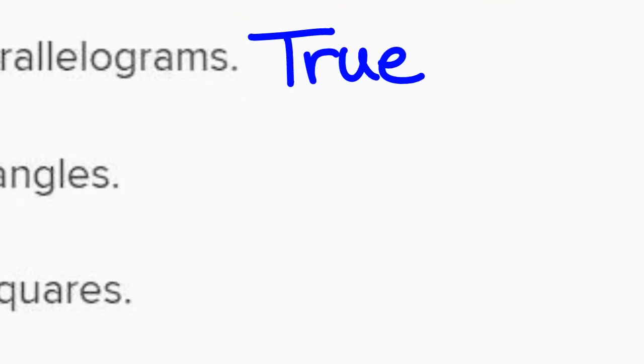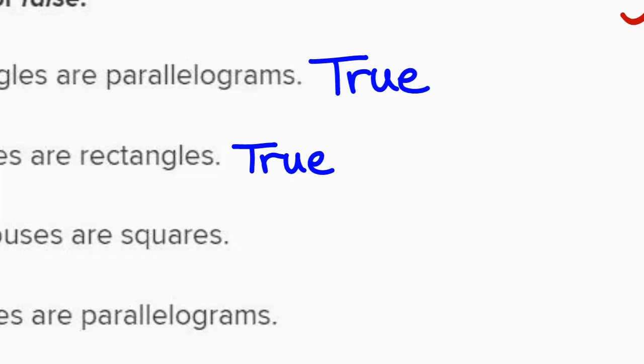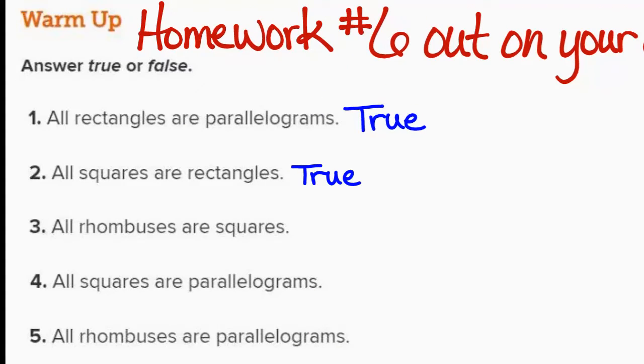All squares are rectangles. That is true. To be a rectangle, you have to be a parallelogram with 4 right angles. A square is a parallelogram with 4 right angles, and then it also has 4 congruent sides.